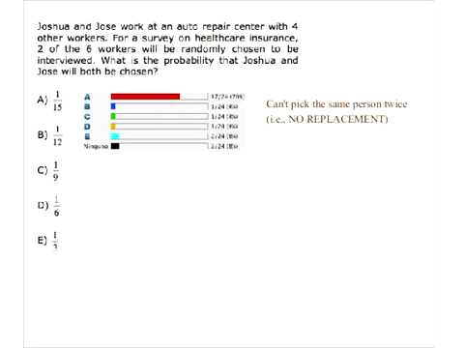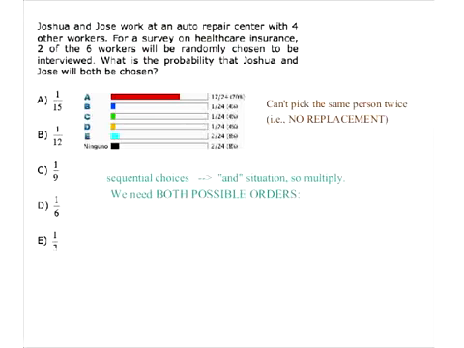So remember, these are sequential choices without replacement. You want Joshua and Jose. It's an and situation, so multiply. We have to consider order. Remember, order matters, so we need both possible orders. The possible orders are Joshua, then Jose, and the other possible order is Jose and then Josh.